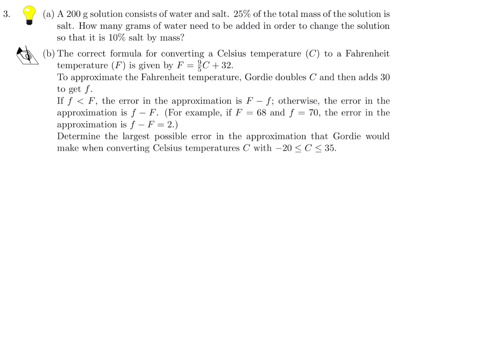A 200-gram solution consists of water and salt. 25% of the total mass of the solution is salt. How many grams of water needed to be added in order to change the solution so that it is 10% salt by mass? Well, initially you have 200 grams of solution, and 25% is salt. So 25% of 200 is 50. So that's how much salt we have in the initial solution, 50 grams. And that means the remaining 150 grams is water.